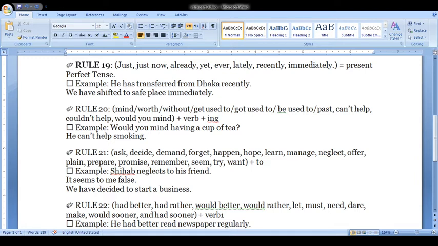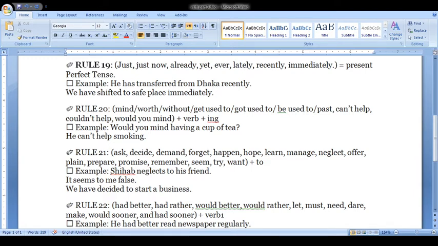Rule 20 says if you find mind, ought, without, get used to, got used to, be used to, cannot help, could not help, would you mind, this much, then ing will be added with the verb. So, do you mind having a cup of tea? He can't help smoking. So in this case, you will take ing with the verb.